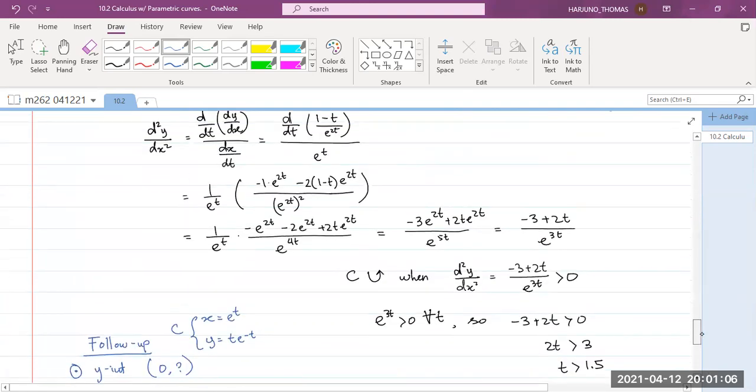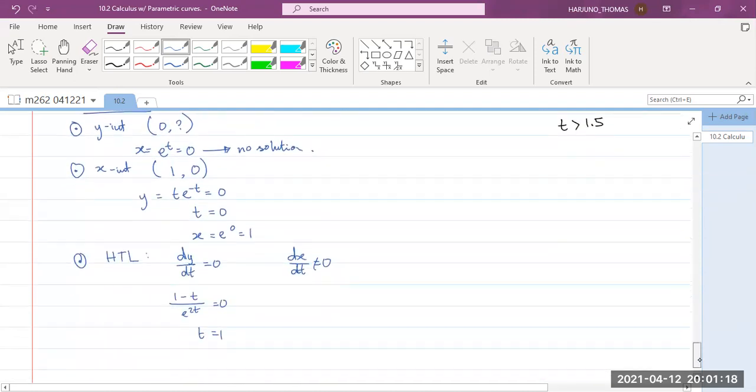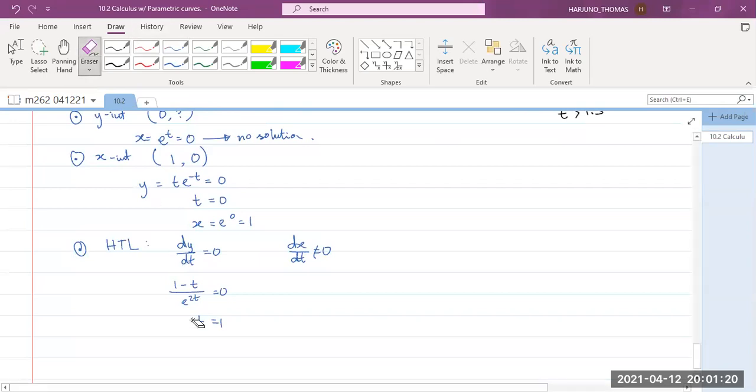I need to keep on going back. I hope you don't get confused. So this is our dy/dt. Oh, I'm sorry. I took a wrong one. This is our dy/dt: 1 minus t, e to the t. Is it right?